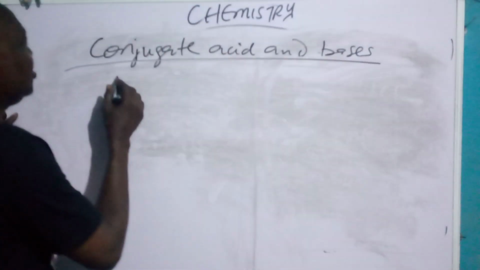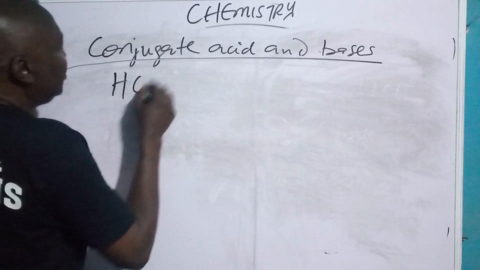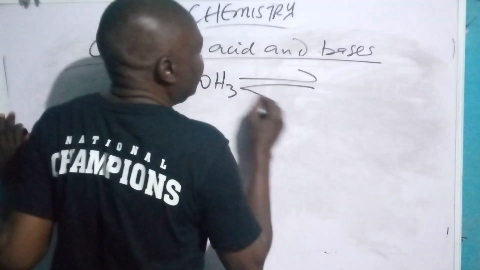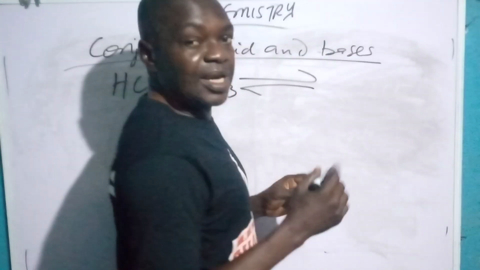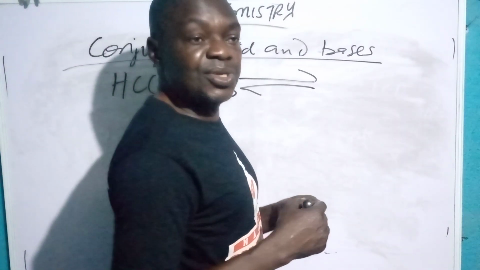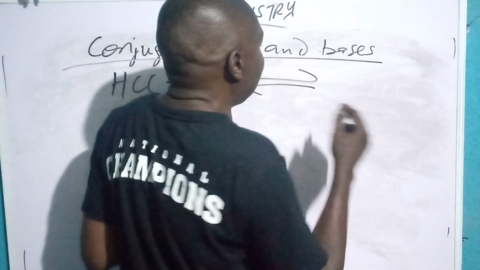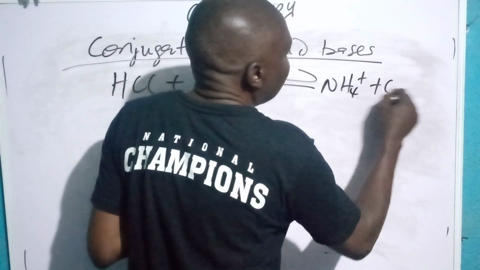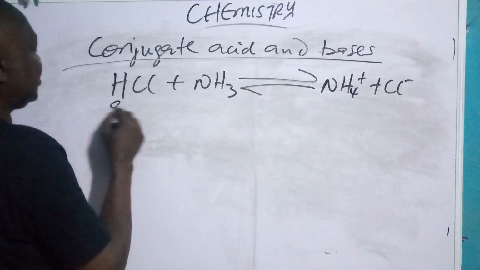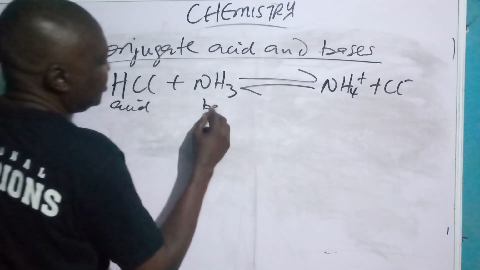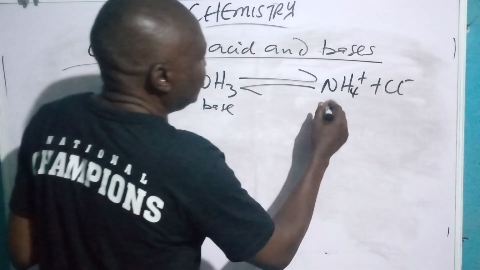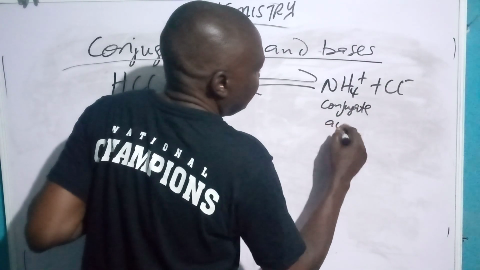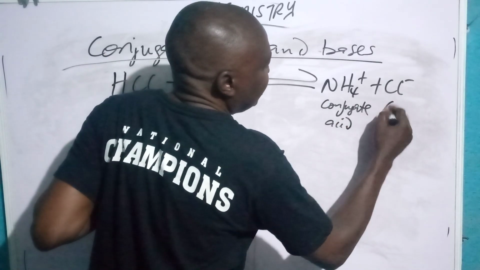For example, you have HCl plus NH3. It's a reversible reaction. That is a reaction that can proceed both ways when the conditions are changed. Check my previous video. You have NH4+ plus Cl-. This is an acid and this is a base. This is a conjugate acid and this is a conjugate base.